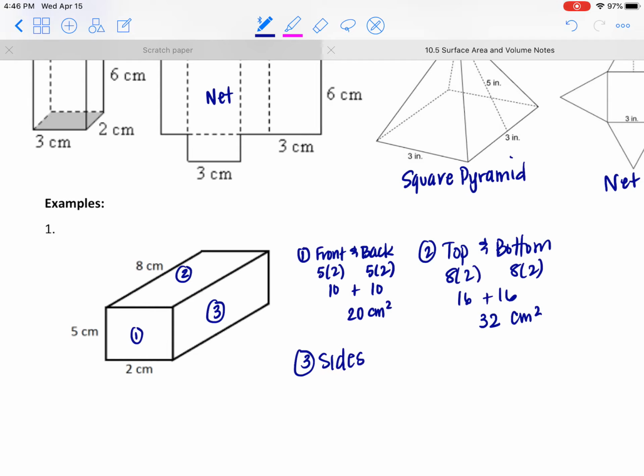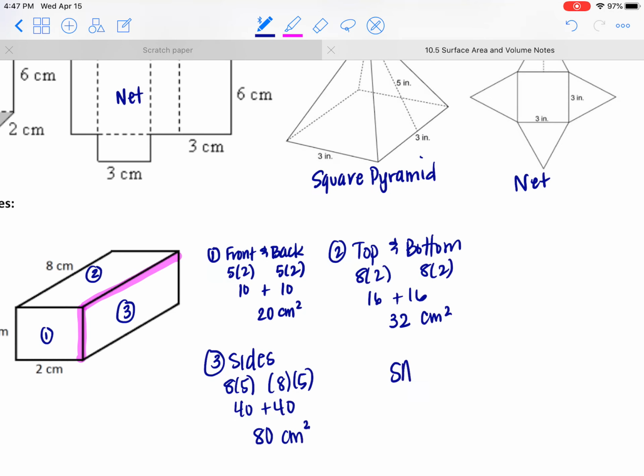So the sides, we've got 2 of them, left side, right side, if you want to call them. In either case, the dimensions are 8 centimeters by 5 centimeters. So 8 by 5 and another 8 by 5. So we've got 40 plus 40, which is going to be 80 centimeters squared.